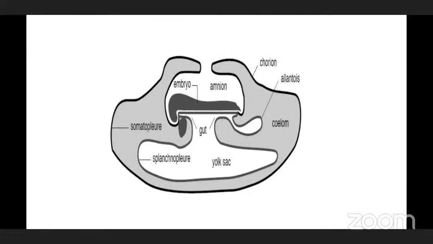So if you see this structure, you have the outermost layer which is called the somatopleure, and below that you have the chorion, and inside you have the splanchnopleure, which is surrounding the yolk sac. And in this area where the embryo is growing, you can see it is surrounded by the amnion or amniotic fluid. And surrounding that, it is the allantois.